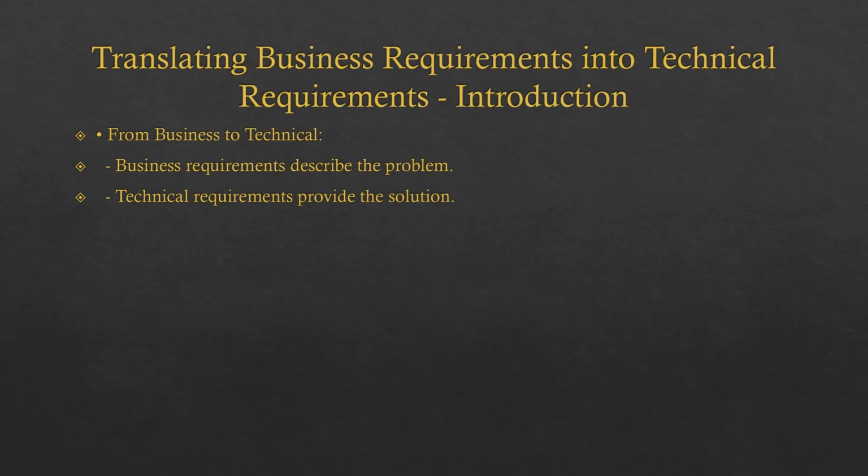Business requirements describe the problem, while technical requirements provide the solution. For example, a business requirement might state customers need faster checkouts, and its technical counterpart might specify implement a one-click payment system.